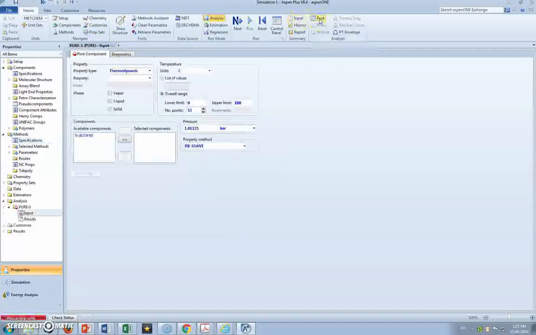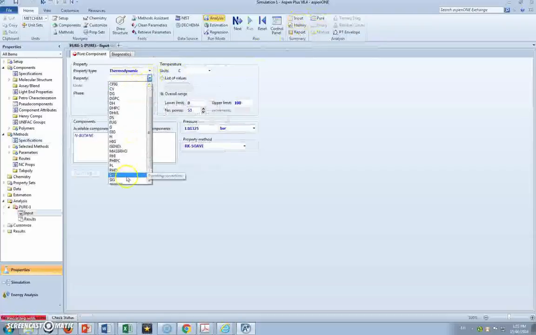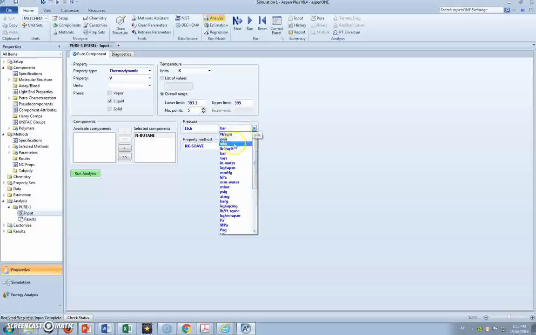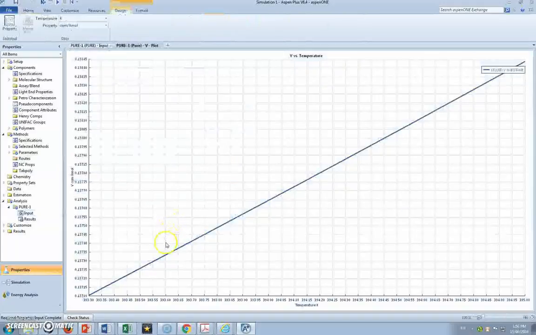Once you have selected this, we click on the analysis. So we click on pure system, look at the property molar volume, V, select the component that we want, select the right units that we want, and enter the range that we want. I'm entering the lower limit as 393.3, which was the value that we wanted, and the upper limit as 395. You can use the same value if you want, but I'm trying to get 5 data points here at the pressure that we want.